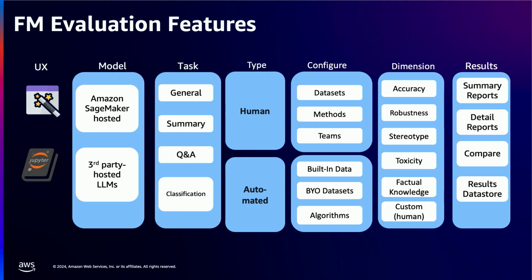Once you've determined your type, you'll move into configuring this. You can use pre-built datasets that are already available in the UI, or you can bring your own datasets. And then there are algorithms for these capabilities that are already built. In the human method, of course, you'll pick the method of evaluation and then bring your labeling teams to complete that evaluation. After that, you'll determine the dimension of evaluation that you like. So if you want to evaluate the models based on accuracy, robustness, stereotyping, toxicity, etc.